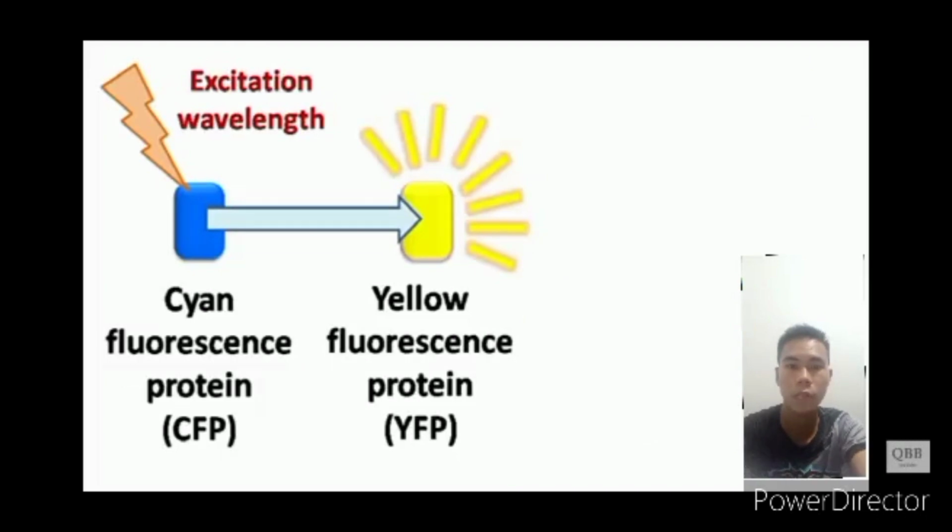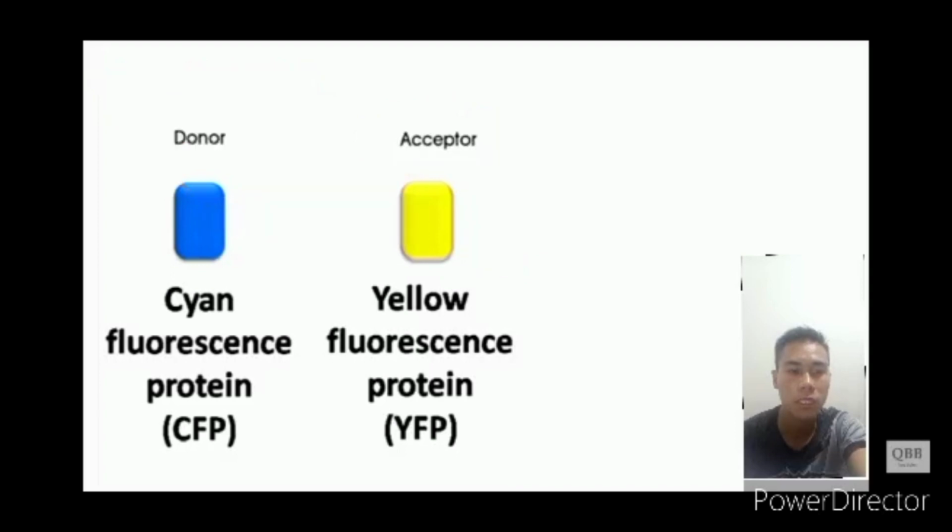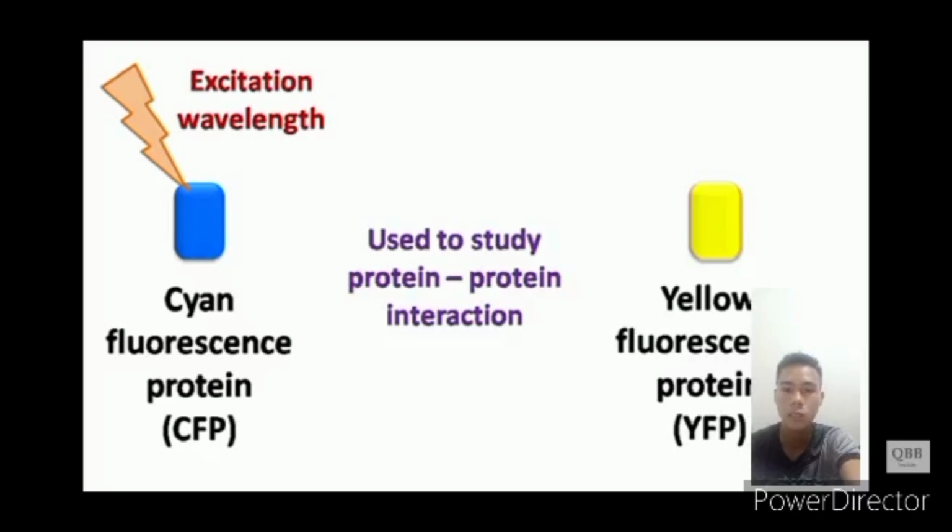In this slide, we assume resonance energy transfer between the two molecules, the fluorophore acceptor and the donor. We assume there are two proteins, the cyan fluorescent protein and the yellow fluorescent protein. CFP serves as the donor and YFP serves as the acceptor. FRET is used to study protein-protein interaction.